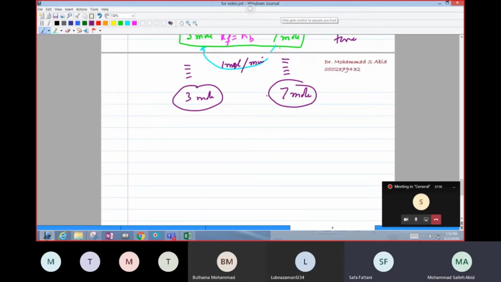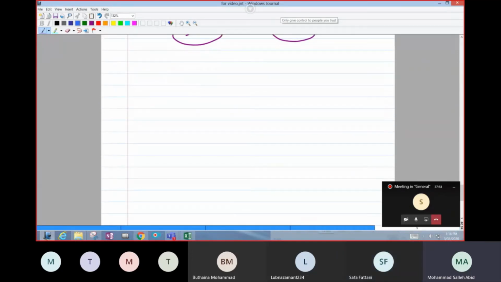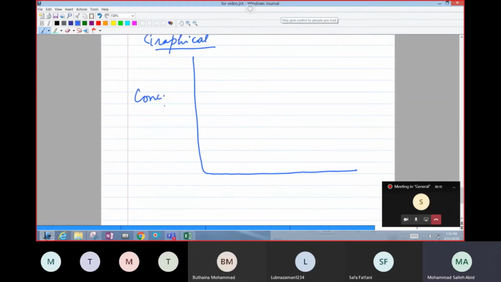So that can be explained in terms of, again, a graphical representation of rate. These graphs are important. Then a graphical representation in terms of concentration. Now let us say this is the concentration of the reactants or the products, because we have to talk about both of them. So initially the concentration of the reactants would be more.